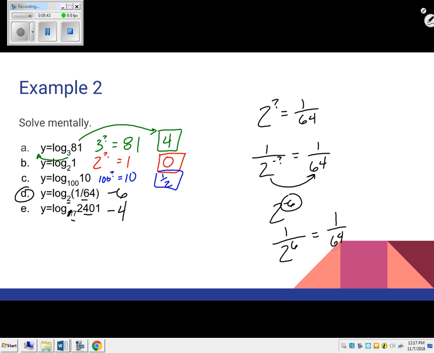So that means that 1/7 to the -4th power would be the same as 7 to the 4th power if I flip it to a negative exponent, which gives me 2,401. So -4 was my answer. A little bit confusing on that. I'm not trying to make it confusing. I'm wanting you to see the relationship between logarithms and their exponents.